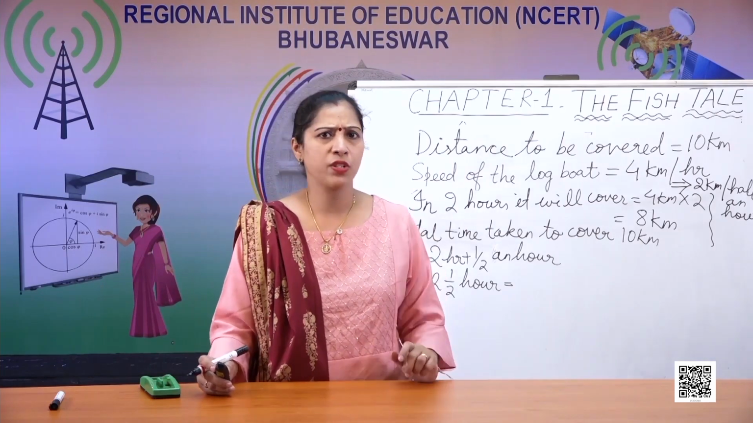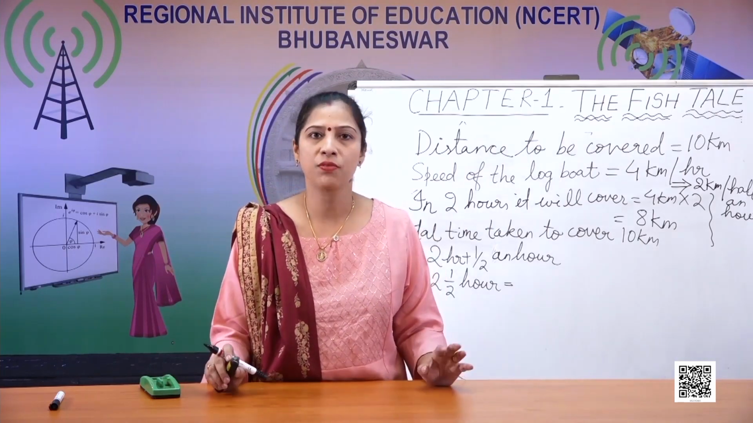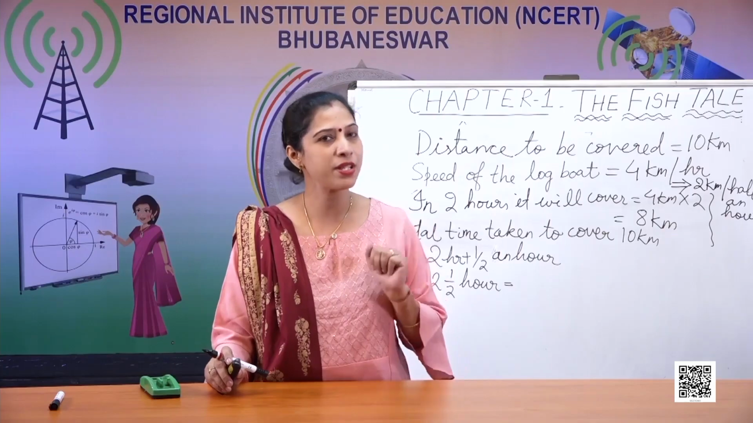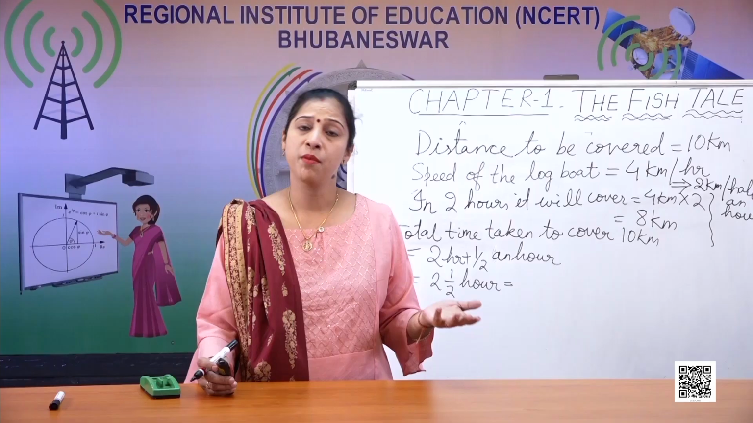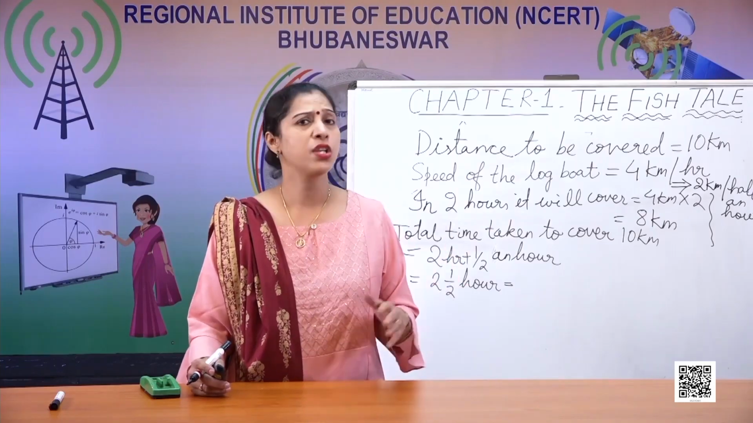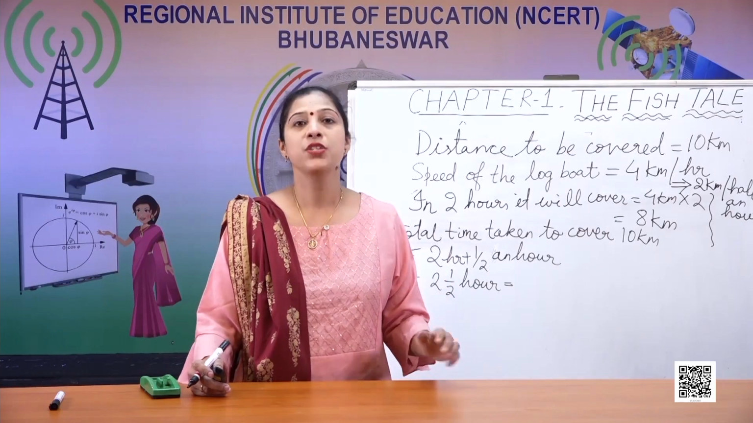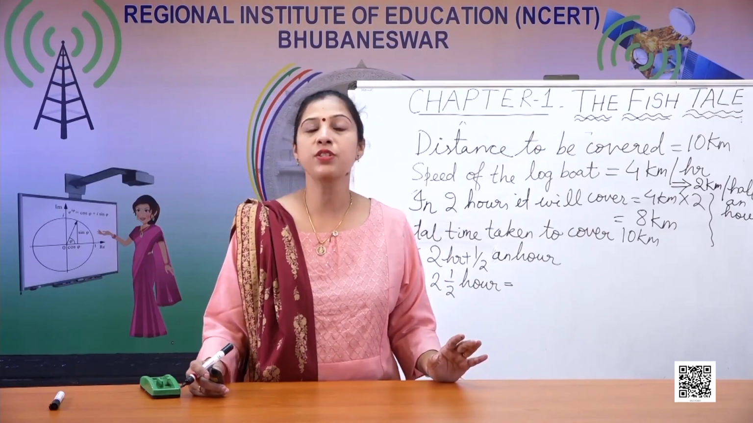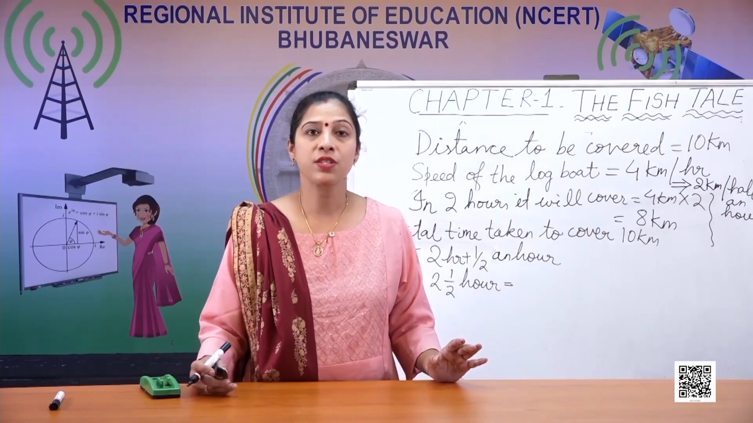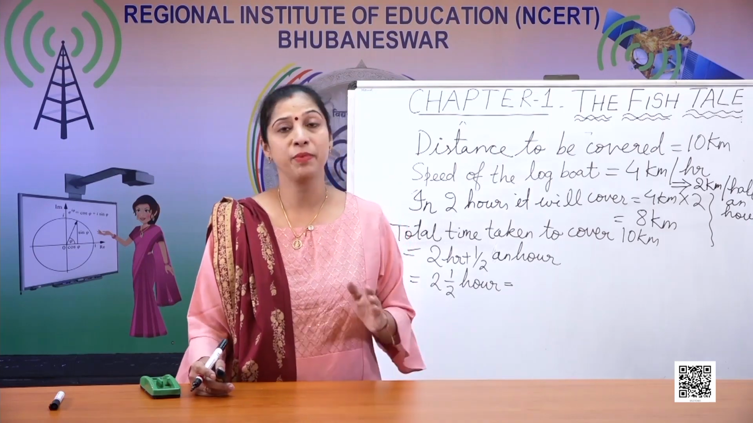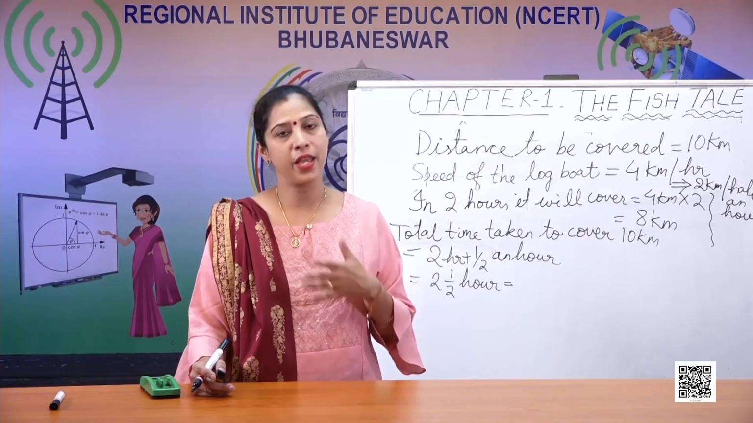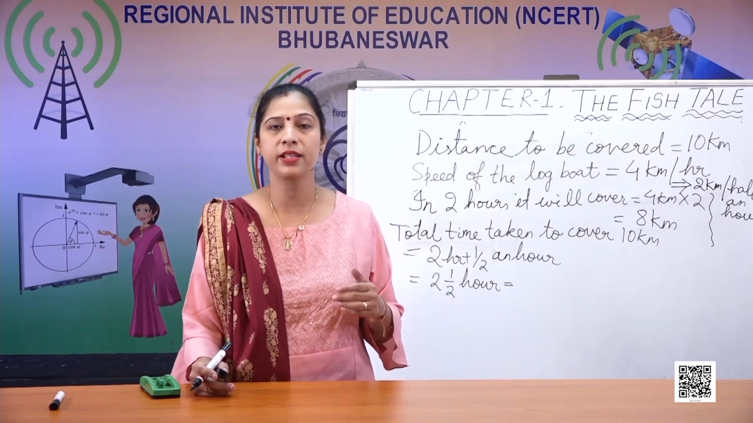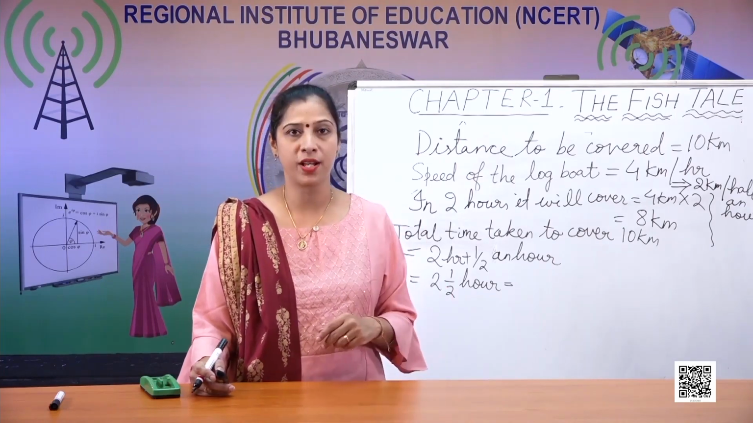How far can you go in 1 hour if you walk fast? Actually, it depends on our speed. My speed can be less than yours. So if I can cover 5 kilometers, maybe if you walk faster than me, you can cover 6 kilometers. So it depends on the person. Generally, it is not fixed. It is a variable thing. That means a person who can walk very fast can go a longer distance than a person who does not walk very fast.